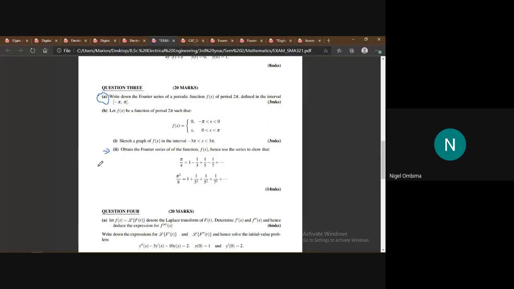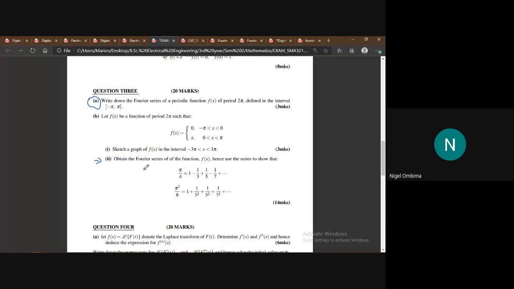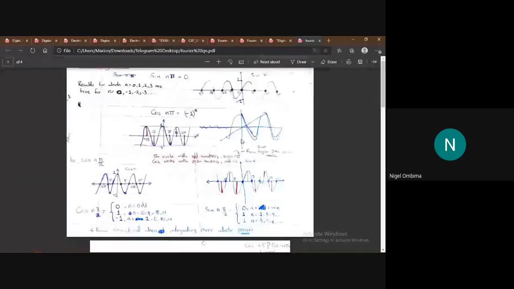The function f(x), hence use a series to show that pi/4 is equal to 1 minus 1/3 plus 1/5 minus 1/7. To show this, the Fourier series that we obtain are equal to these two of them. So we shall start with this first one to know before delving into that question. There are formulas that Diba has used, so this is where they come from. Let's start.